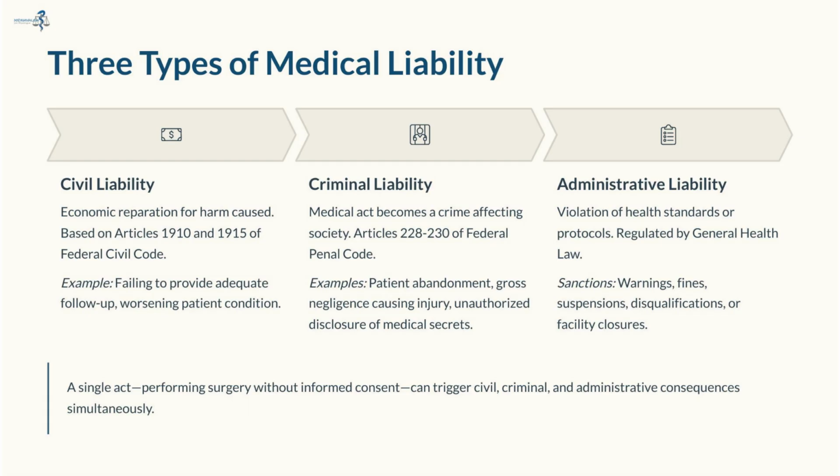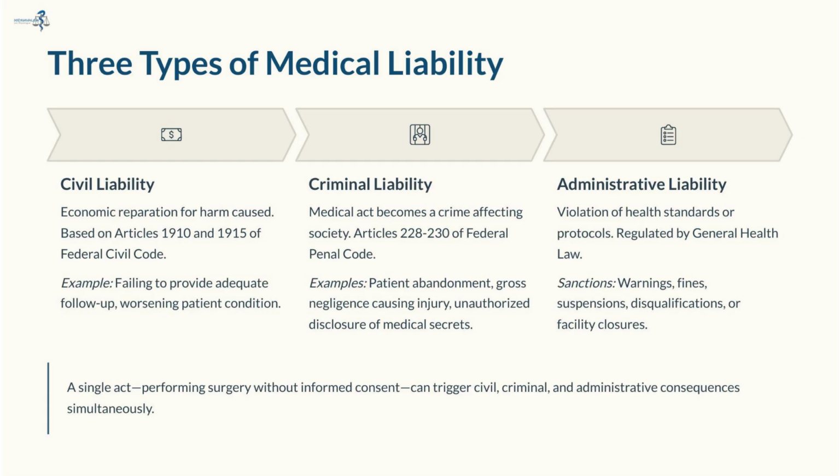Next, we move to criminal liability. Here, the medical act becomes a crime because it affects not only the patient but society as a whole. This is regulated by Articles 228 to 230 of the Federal Penal Code, which specifically address professional liability. In this case, sanctions can range from fines to prison or even the suspension of the professional license. Common examples include patient abandonment, injuries caused by gross negligence, or the unauthorized disclosure of medical secrets. It is worth noting that, unlike civil liability, criminal liability demands a higher degree of guilt. In many cases, it requires the participation of expert witnesses, peritos, to determine if the act went against the lex artis, the standard of care.